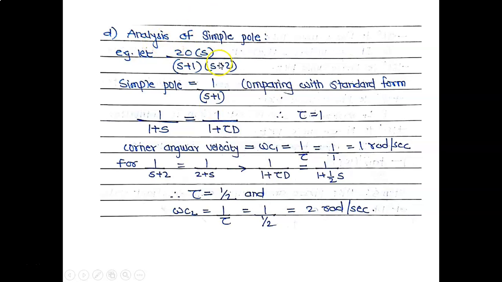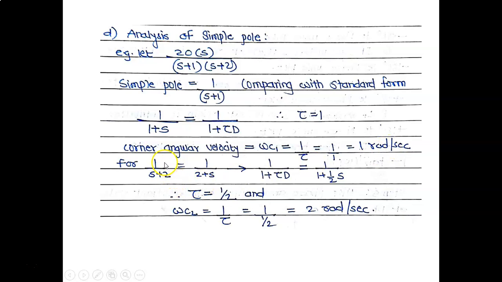Now, analysis of simple pole. For example, let 20s divided by (s plus 1) into (s plus 2). Simple pole is nothing but here 1 upon s plus 1. Comparing with standard form, 1 divided by 1 plus s is equal to 1 divided by 1 plus tau s. Therefore, tau is equal to 1. Therefore, corner angular frequency omega c1 is equal to 1 divided by tau, which is 1 radian per second.